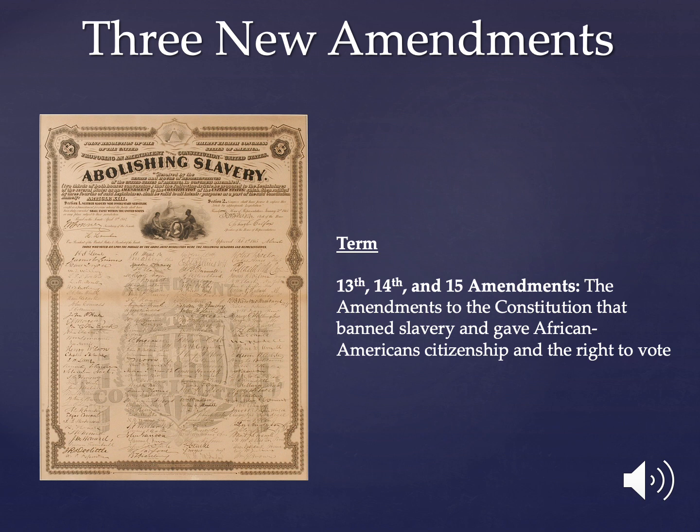Women would gain the right to vote in 1920 with the 19th Amendment. The Southern states had to ratify all three of these amendments in order to be reinstated into the Union.